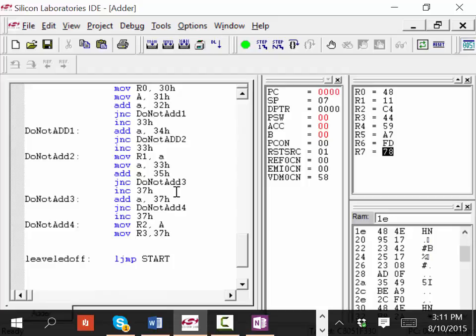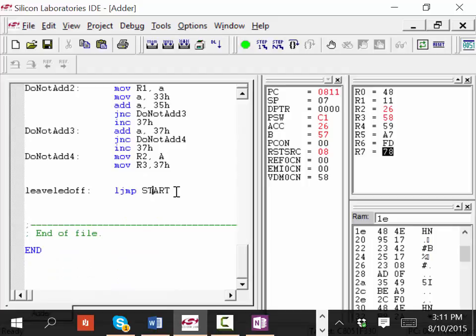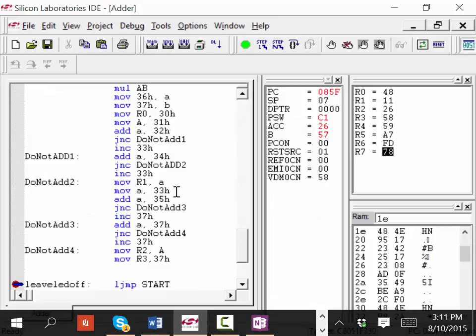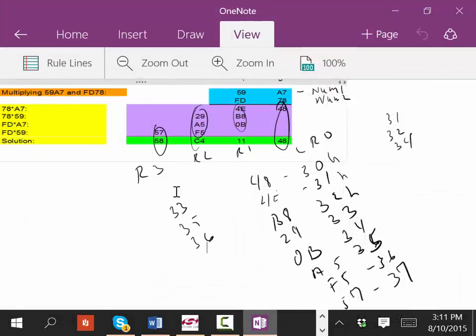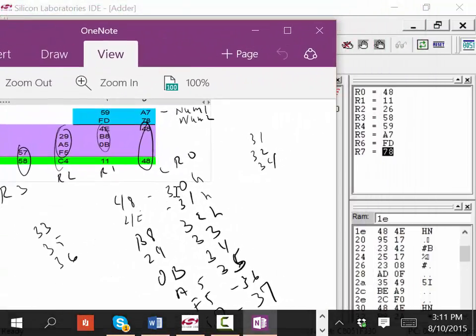Now, I could just run this right there. We can't just run it. We need to put a stop there. And we can see whether it works. Our answer is 58, 26, 11, 48. Is that the right answer? 58, C4, 11, 48. That is the right answer, isn't it? Well, no, it's not. I got a 26 in R2. How did I end up with that there?